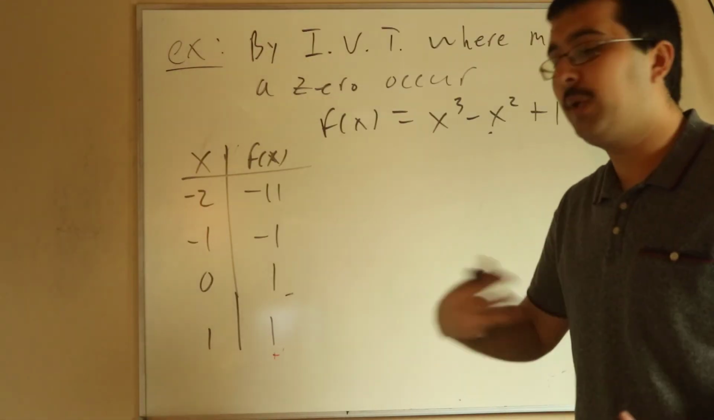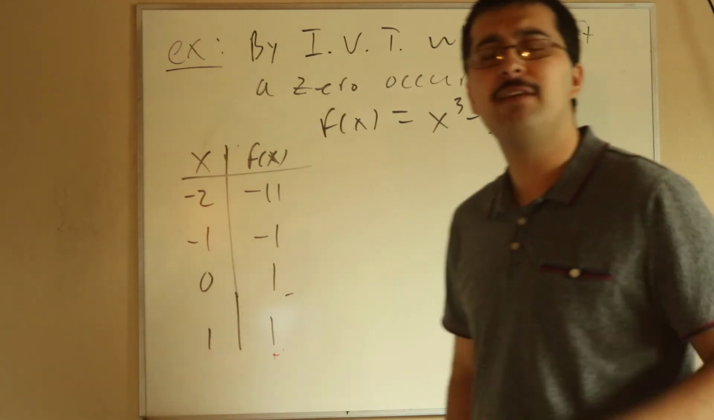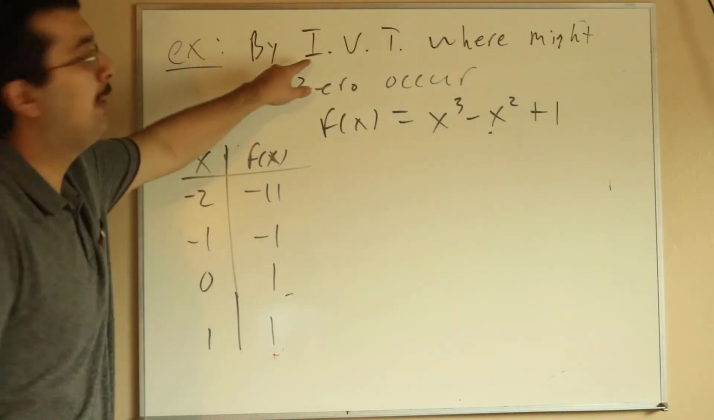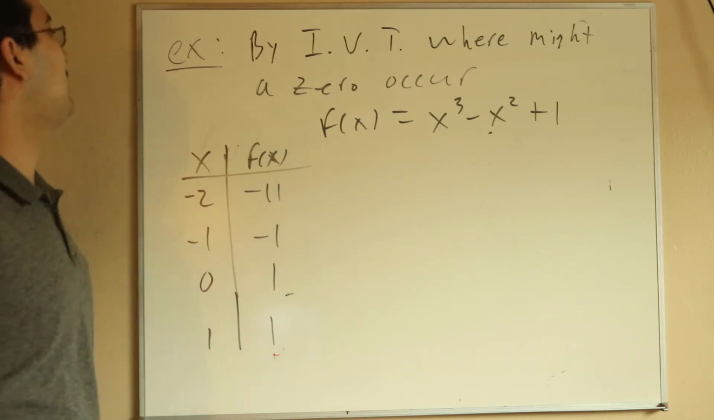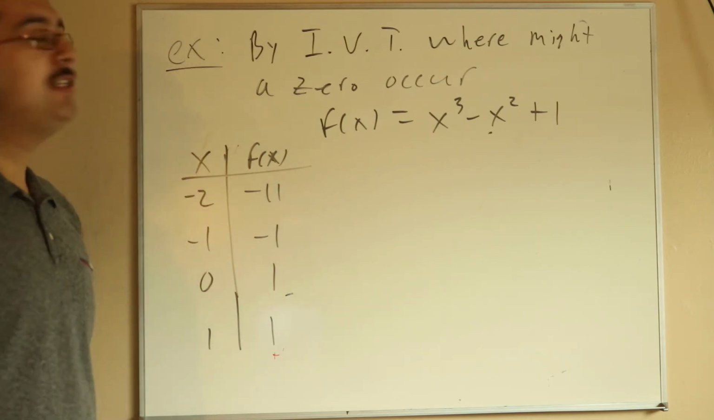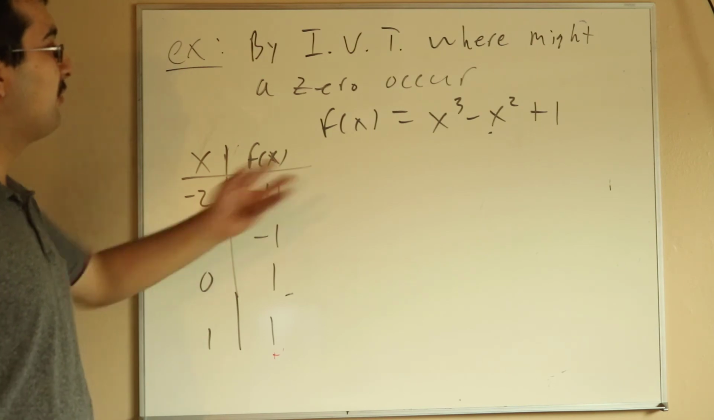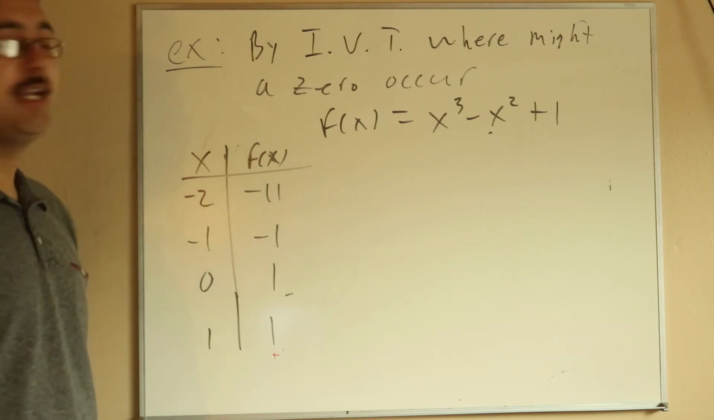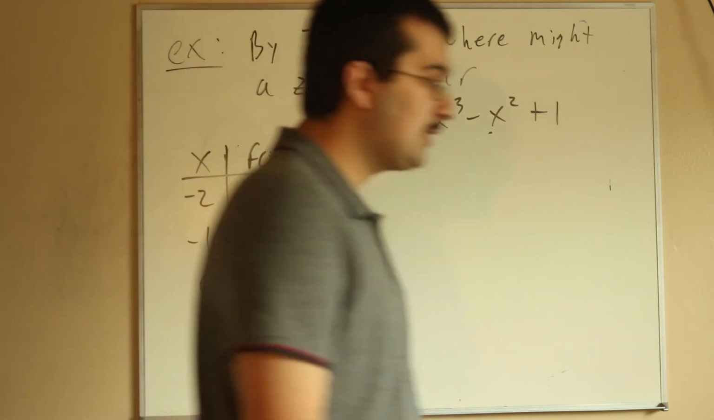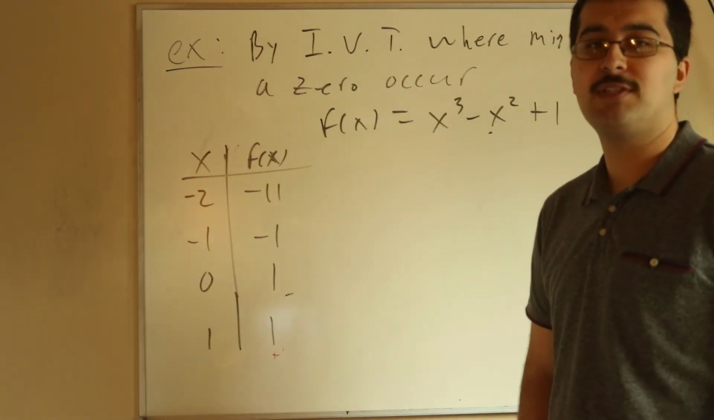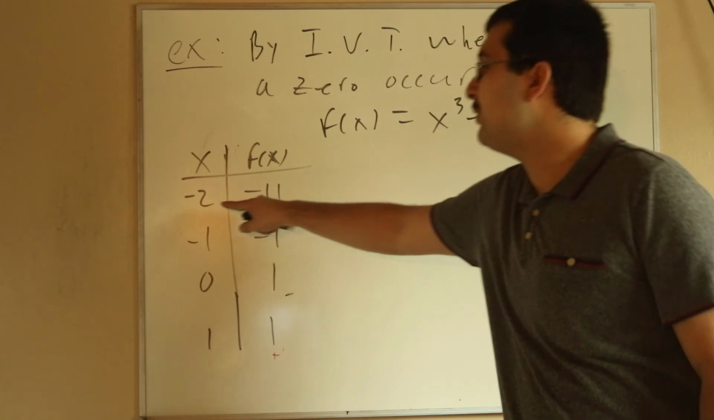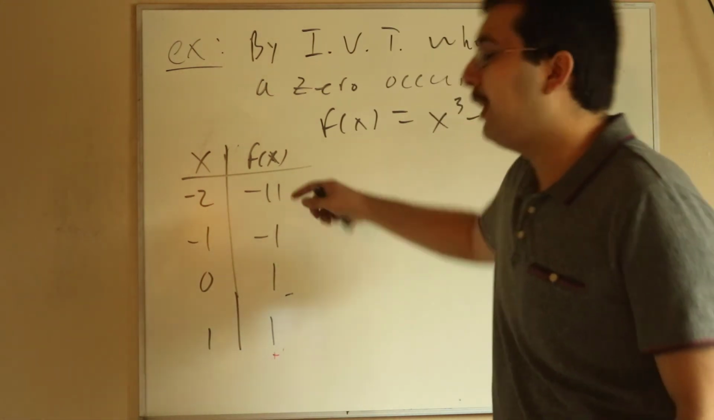Okay, so just to do a quick example using the intermediate value theorem, a lot of people call it IVT, just for the abbreviation. So we can consider this example. By IVT, where might a zero occur for this following function? x cubed minus x squared plus 1. Say we are given this table to represent this function, where when we plug in -2, we output -11.